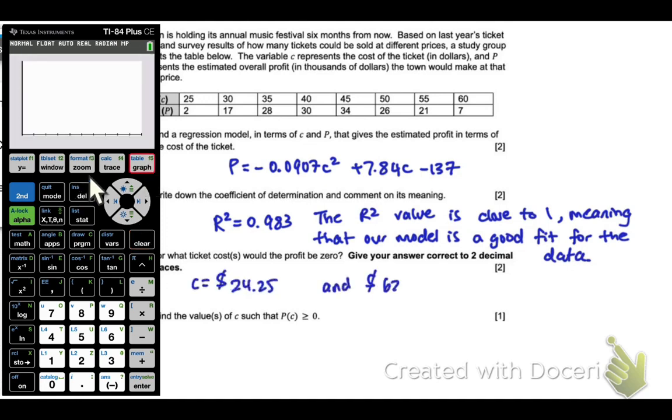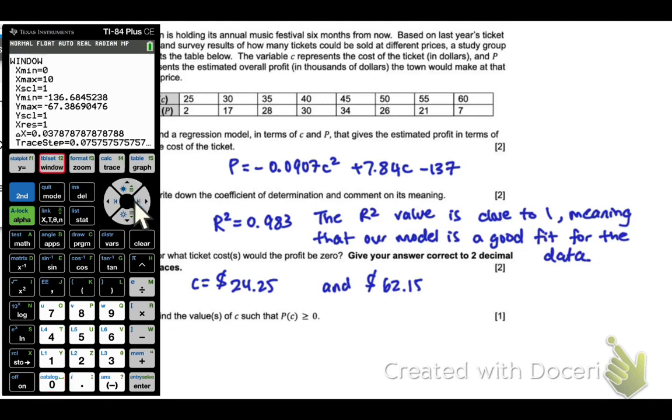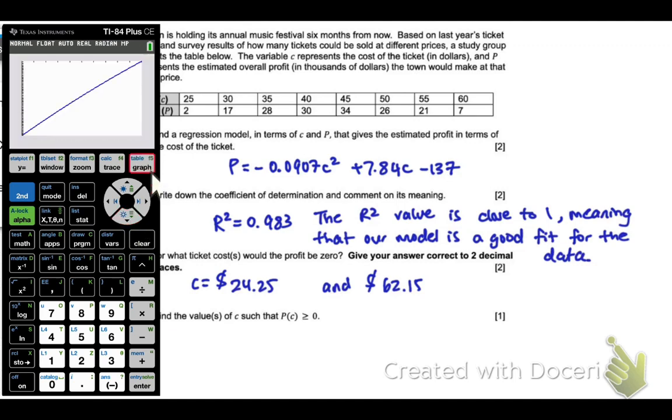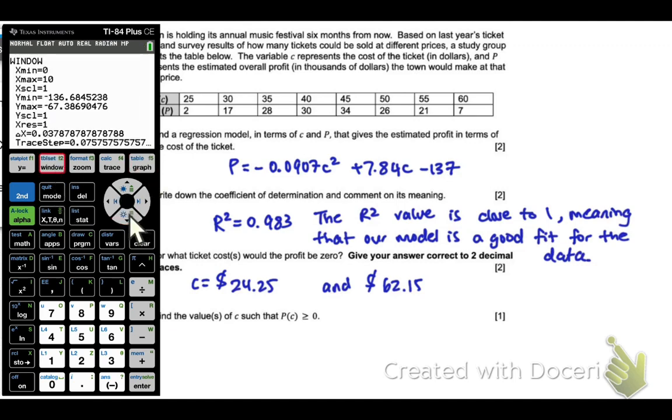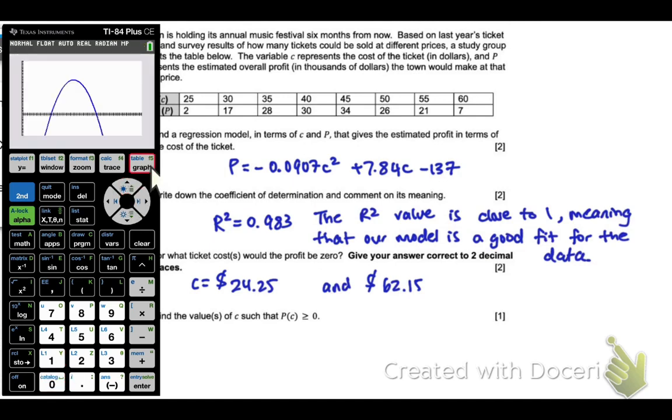And we can see that there are 2 points which make that true, and that is for a cost of $24.25 or $62.15. The last question says, find the values of C such that P of C is greater than or equal to 0. So when would this parabola, or when would our profit be greater than or equal to 0?